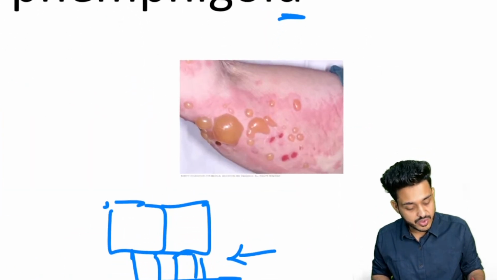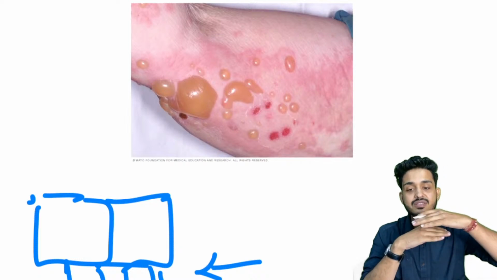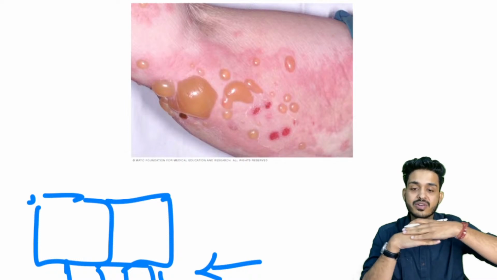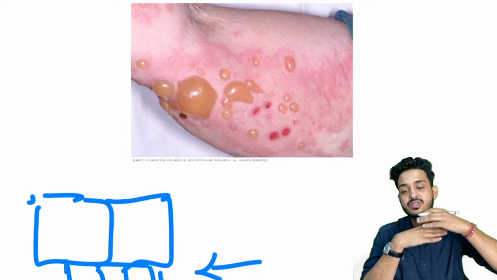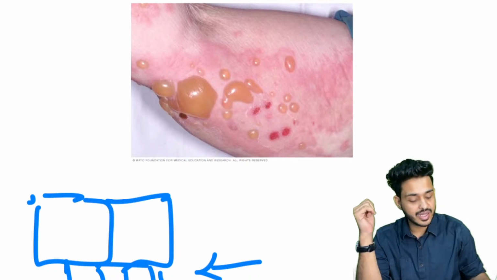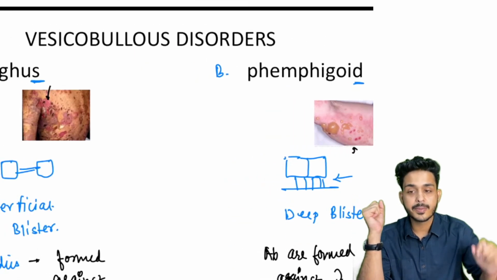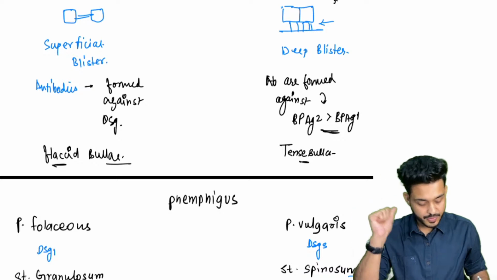In pemphigoid, what will happen? There will be a problem in the epidermis, then there is the basement membrane zone, and then there will be the dermis. So there is a problem between these two layers. What will happen, guys? There will be accumulation of fluid and formation of blisters, and that is what is known as bullous pemphigoid. So this is what you need to remember.